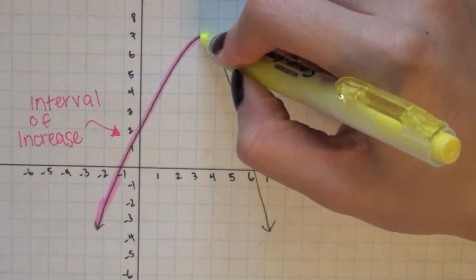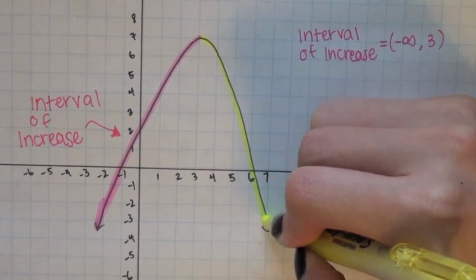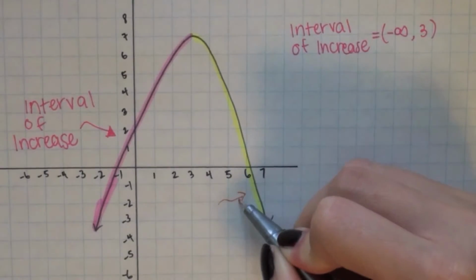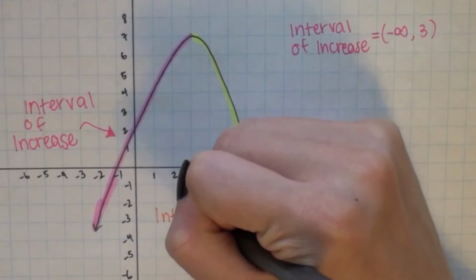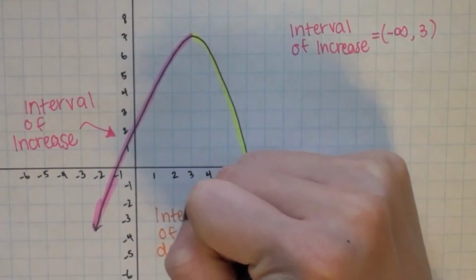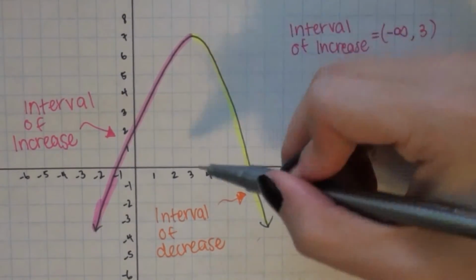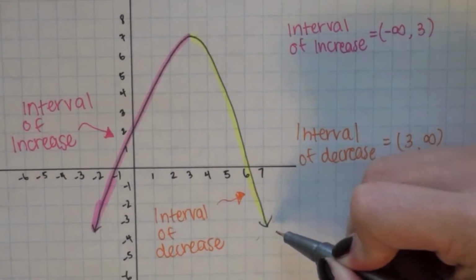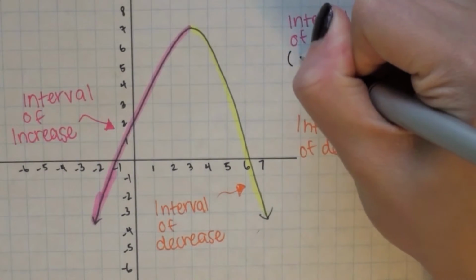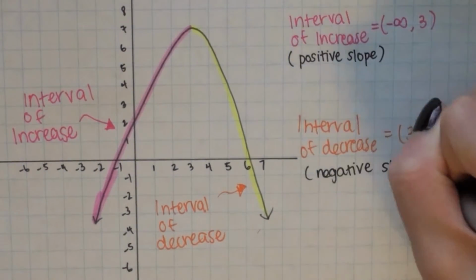The interval of decrease is where the y values of the function get smaller, moving from left to right. Since the function is continuous, the interval of decrease is from 3 to positive infinity. The slope is negative.